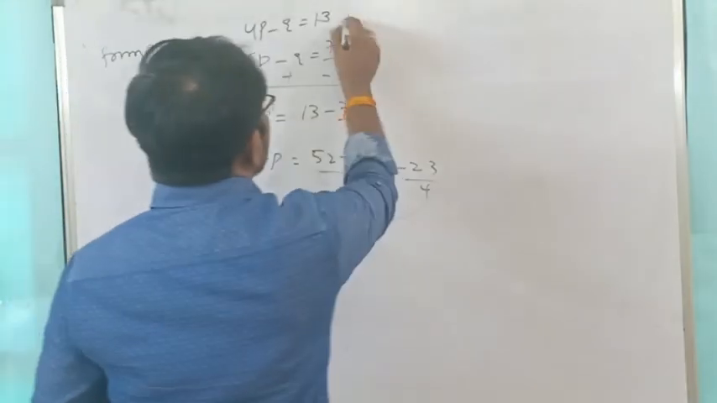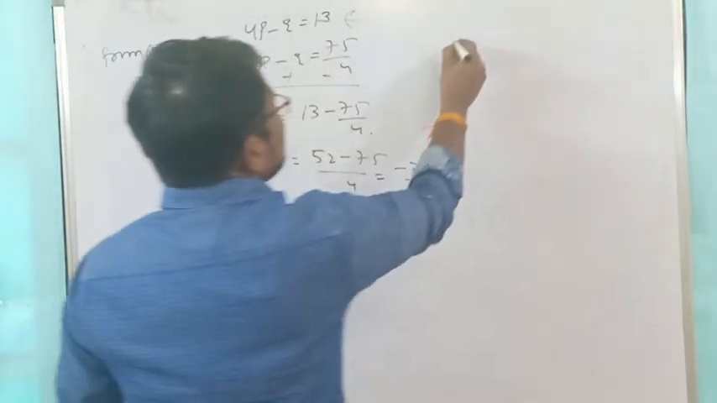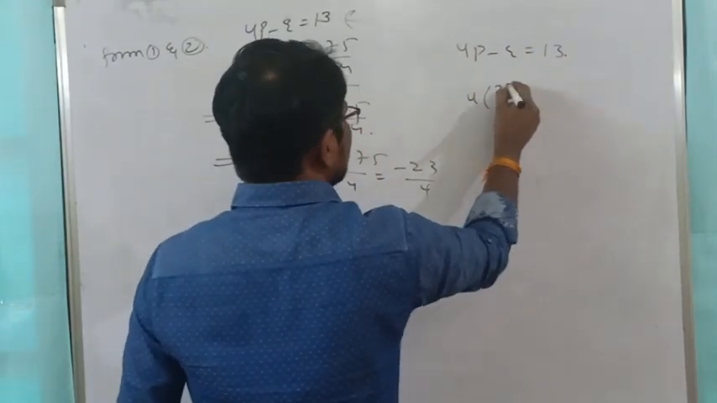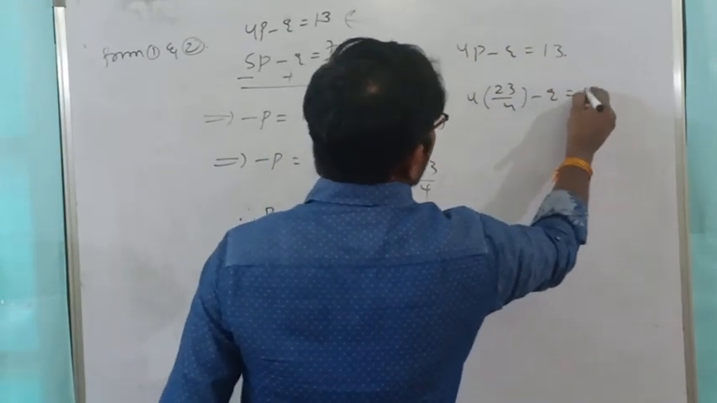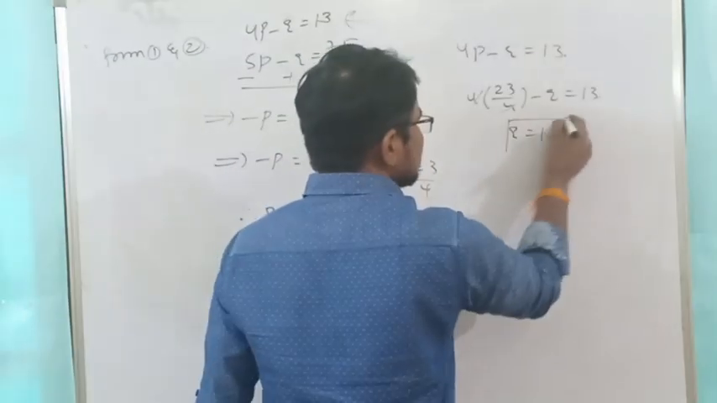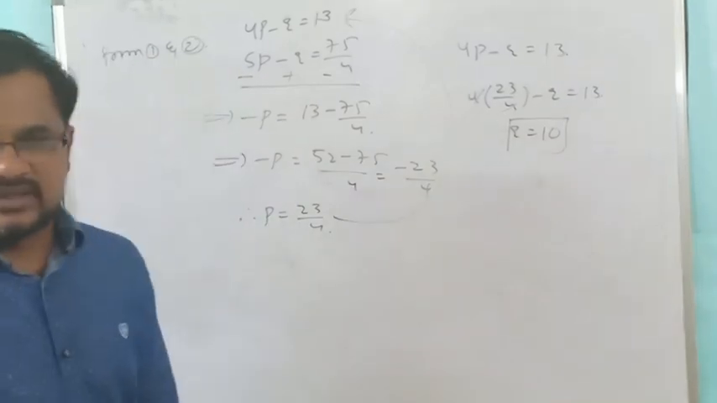Substitute this one in this equation. Now 4p minus q equal to 13. 4 into 23 by 4 minus q equal to 13. Now here q equal to 10. So these are the p and q values, right?